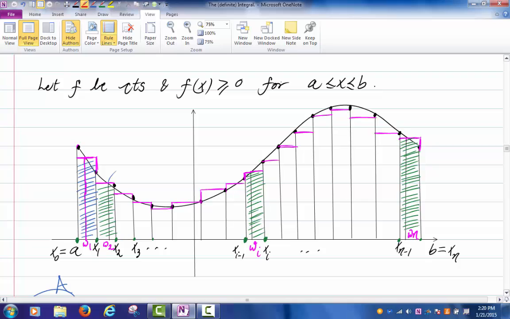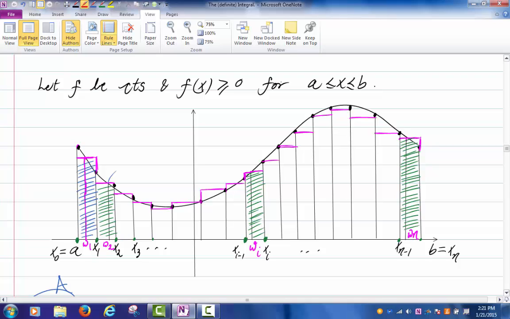Same thing happens with the second summand. f of w2 multiplied by the length of the second subinterval gives you the area of the second rectangle here. Am I making sense? So the third summand will represent the area of another rectangle like this. The ith summand will give you the area of another rectangle like this, and keep doing that for the last subinterval as well. So what's the Riemann sum then? The Riemann sum is the total area of these rectangles.